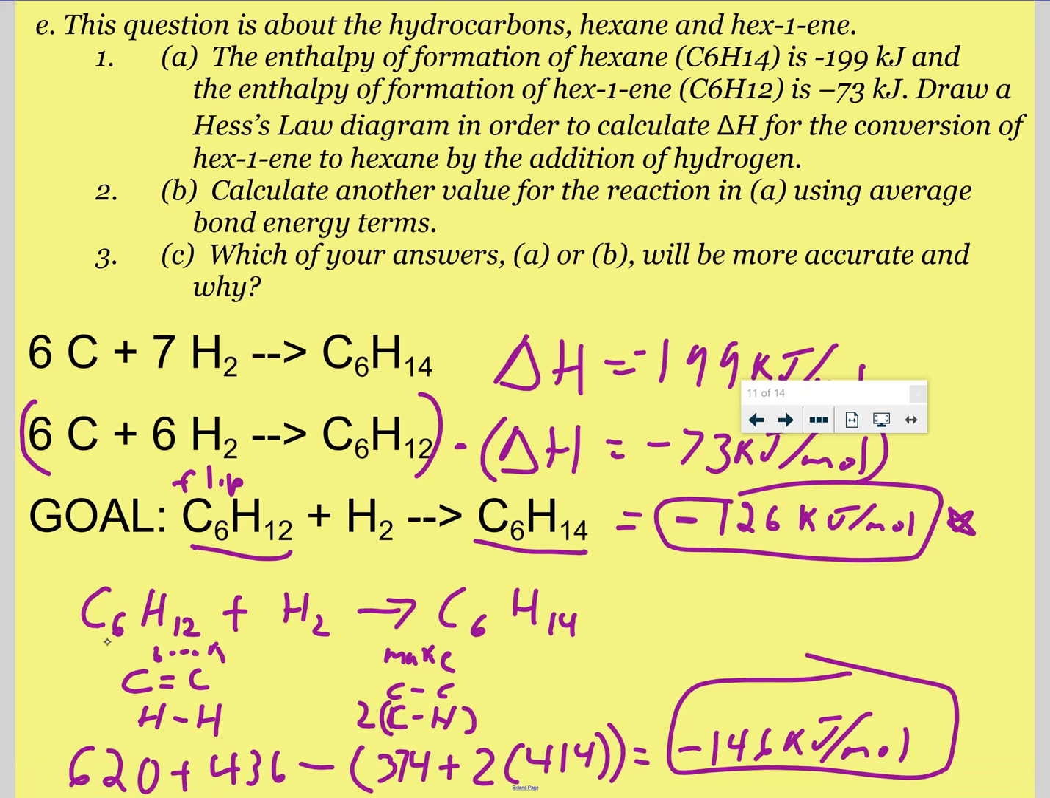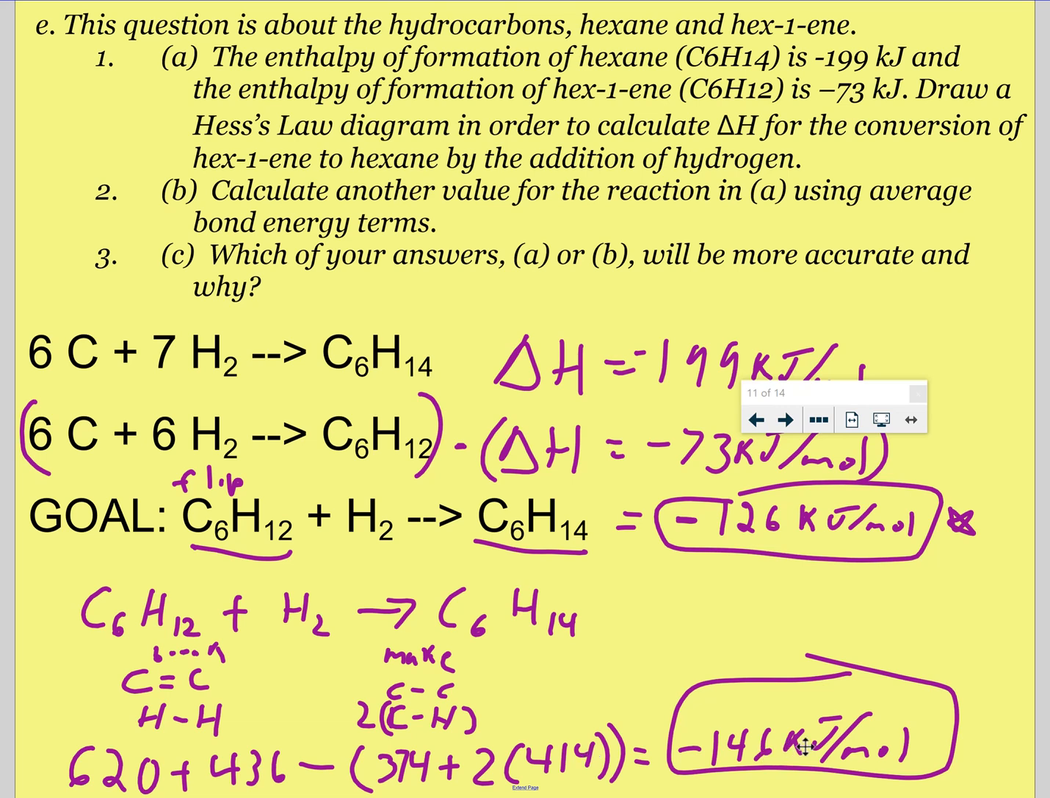So we go ahead and we have our chemical equation we're interested in. We're going to figure out what bonds we need to break. We need to break that double bond and the hydrogen bond. We're going to make a carbon-carbon single bond and two hydrogen-carbon bonds. We put those into our equations. We look them up from our table. We got 620 kilojoules per mole for the carbon-carbon double bond, 436 for the hydrogen-hydrogen bond. The carbon single bond is 376, and then 2 times the hydrogen-carbon bond, which is 414. Plug that in a calculator, you get negative 146 kilojoules per mole.